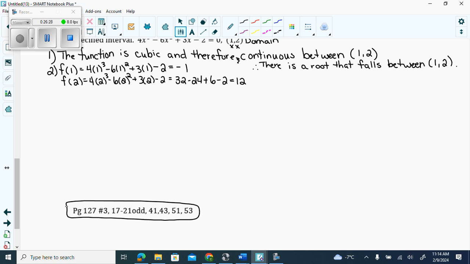Start working on it. Finish up to this for today. Now I know that sounds like a lot, but 17 to 21 odd is 3 questions. So that is 4. Go.